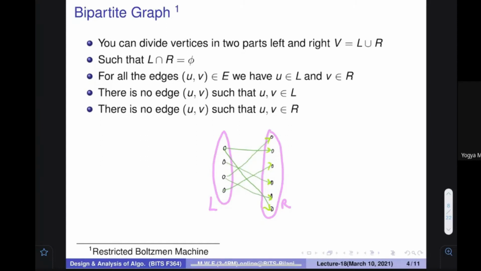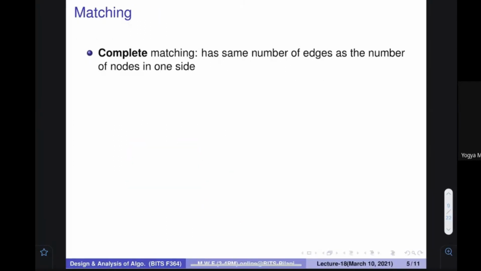So till now it is very easy and all the things are very clear. Let me know if you have any problem. Now let me talk about the matching, something more about the matching. A matching is called complete. Complete is a technical word. We are going to call something complete depending on whether this matching is complete or not. A matching is complete if it has the same number of edges as the number of nodes in the one side. Okay, what do I mean by this?